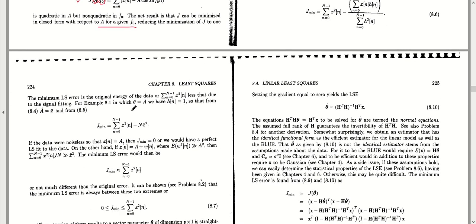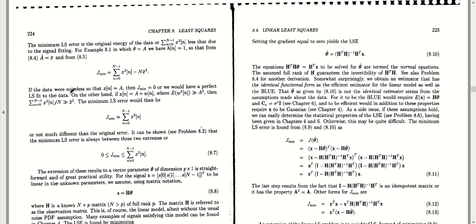For example, if theta is equal to A, we have h equal to 1. That is a DC level problem. Then we have A hat equal to x bar, and we have J min like this. If the data were noiseless so that x is equal to A, then J min is equal to 0, or we would have a perfect LS fit to the data. And this is reasonable, right?